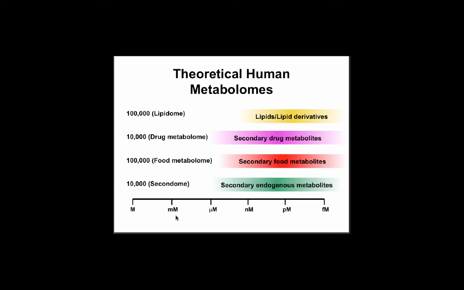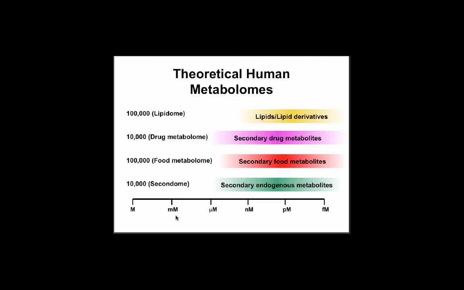But there are also other types of metabolomes. These are sort of theoretical ones where we haven't got the authentic compound, but in some respects we can use what we know about biochemistry to predict things. So in the case of knowing all the fatty acids and all of the head groups for lipids, you can actually come up with up to 100,000 different lipids that should or could exist in humans.